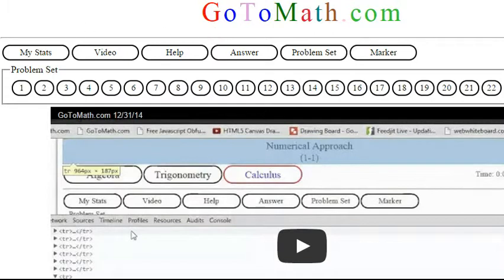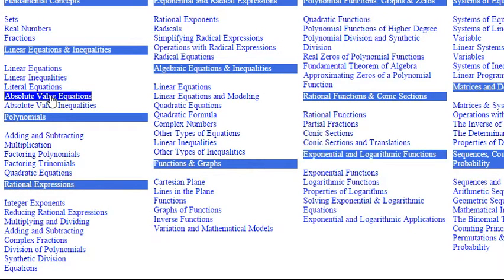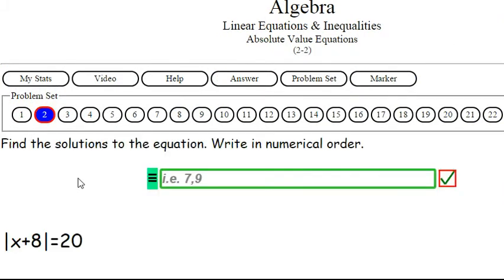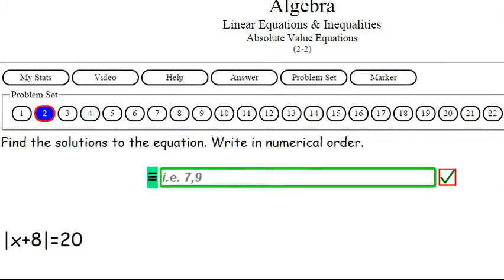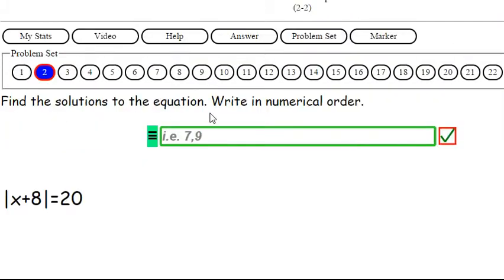We're at GoToMath.com. Click on the algebra. Let's go down to absolute value equations 2.2, I believe is what we're looking at. Find the solutions to the equation, write in numerical order. So remember, I'm having you write the solutions in numerical order just because I've got it programmed that way in the box. It doesn't matter what order you really write them in for the answer, but that's just because of the way this is programmed. Okay, so what do we got?